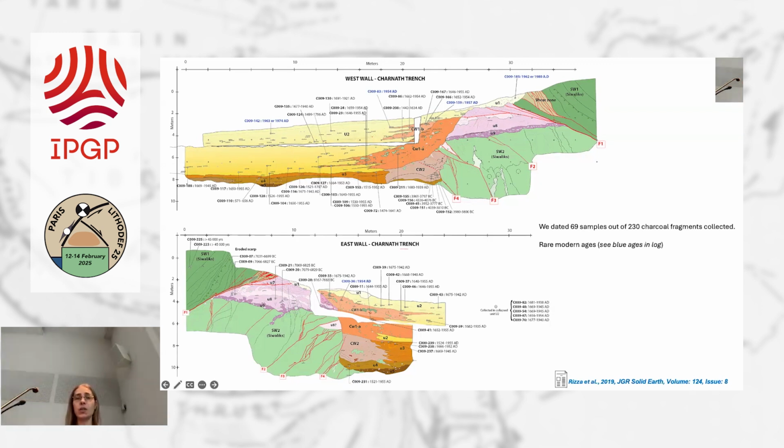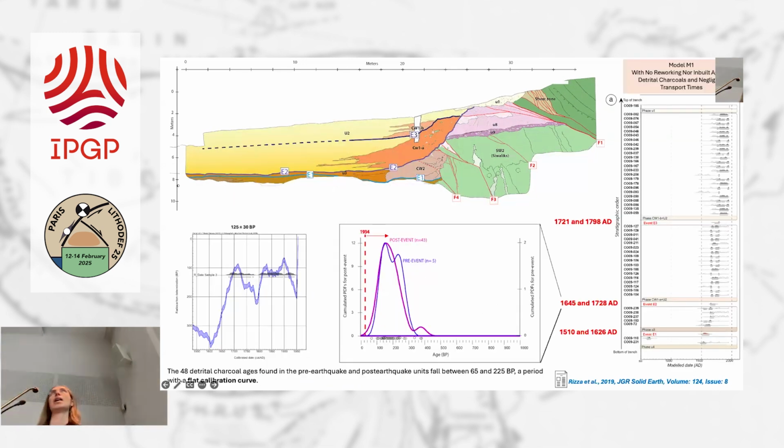In this trench, 230 samples were collected, and we dated 69 of them. First of all, we have really rare modern ages; if you look carefully, they are in blue, and always at the top of the trench. Most of the ages are around this value before calibration, and when you calibrate them, you are always in a period where the calibration curve is flat. It means you have a lot of different probabilities for the age.